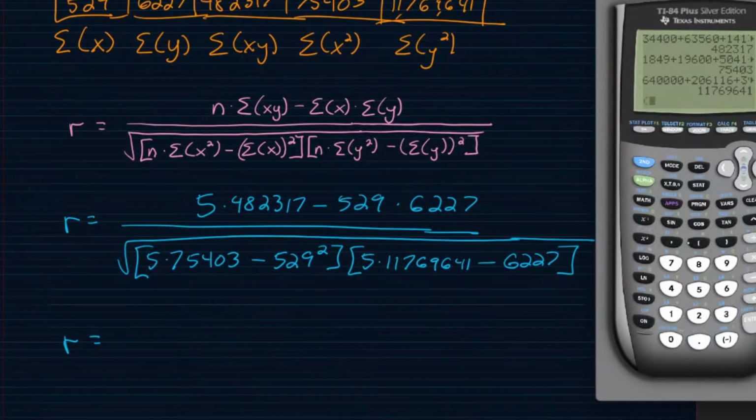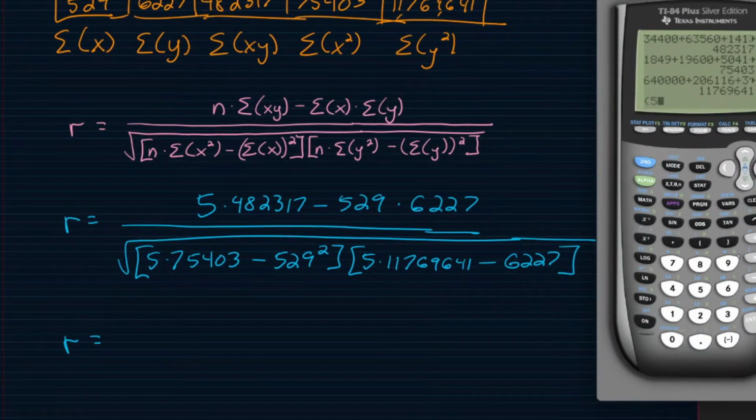So I'm going to do the numerator first in a big parentheses. So 5 times 482,317 minus 529 times 6227, divided by, nope, wrong button, divided by, and then the denominator is a square root, and the first term I'll put in parentheses.